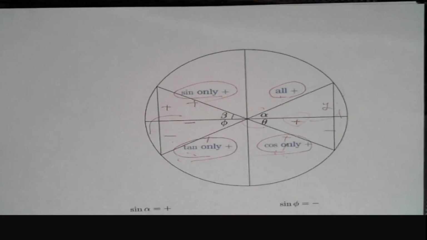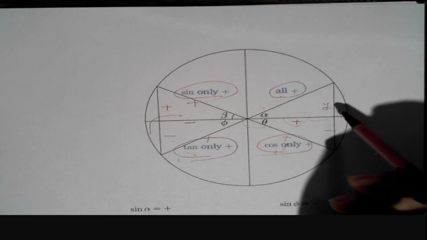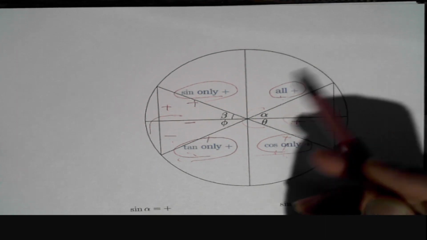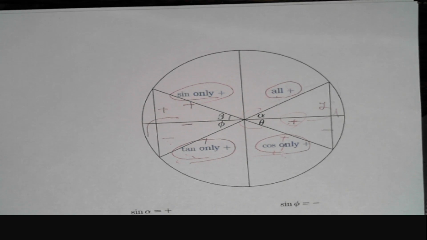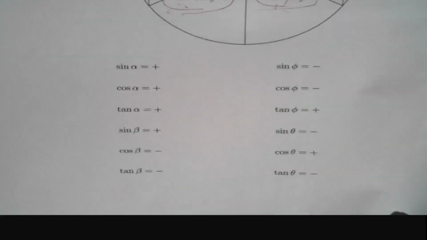All Students Take Calculus. If you memorize it that way, that may help a little bit. Or at least you have to know how to figure it out. In the first quadrant, all of them are positive, so all of them will be positive. So this summary is here at the bottom.